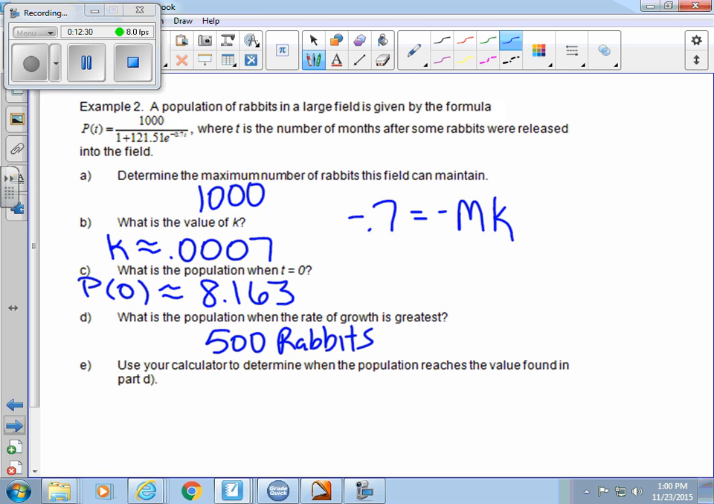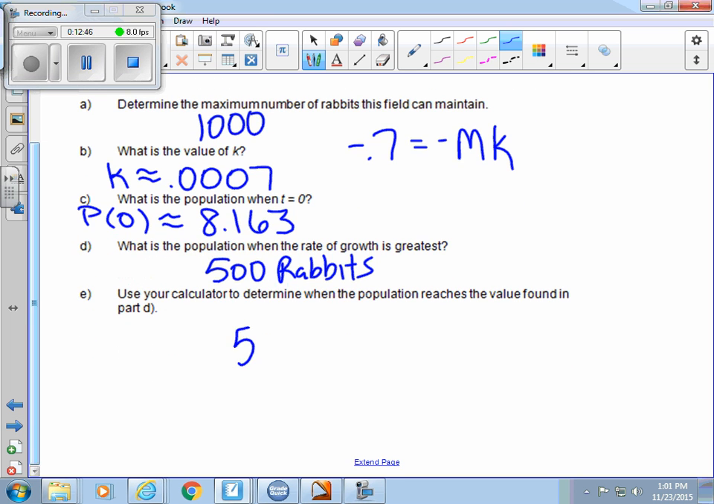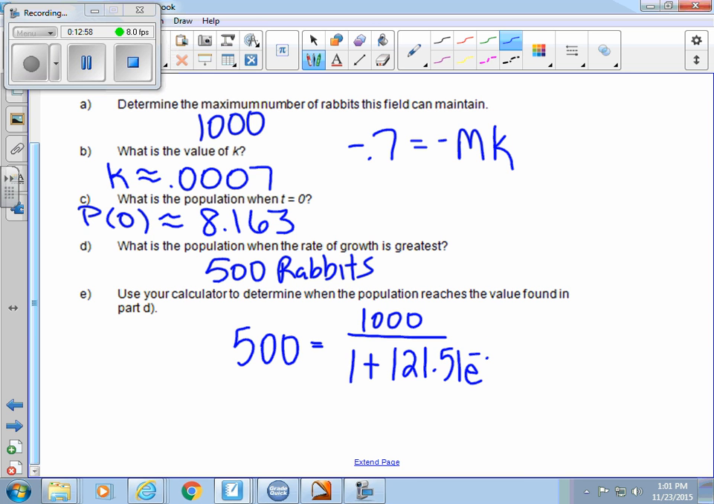Then use your calculator to determine when the population reaches the value found in part B. Why would we want a calculator to do that? It's easier. We're solving that nasty exponential equation, right? 500 equals. What's the equation? How do you solve things in your calculator?